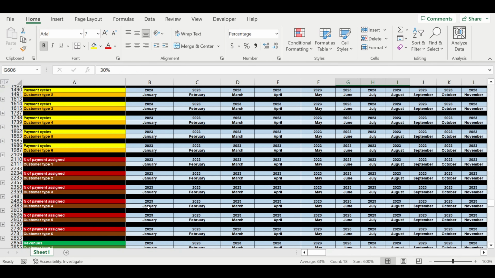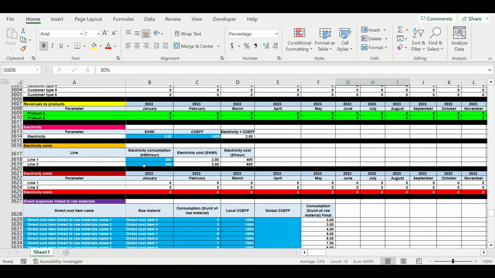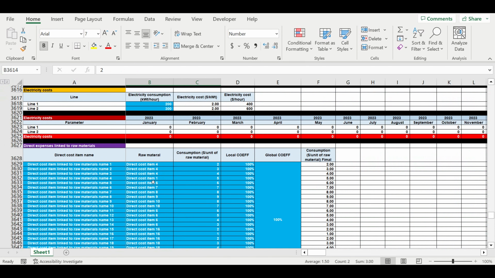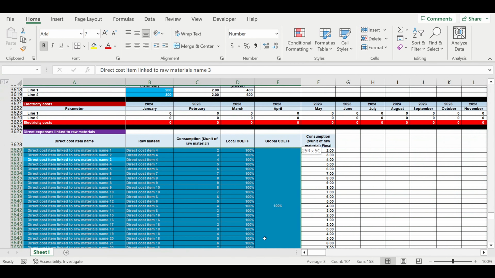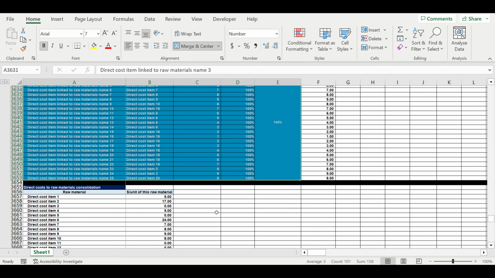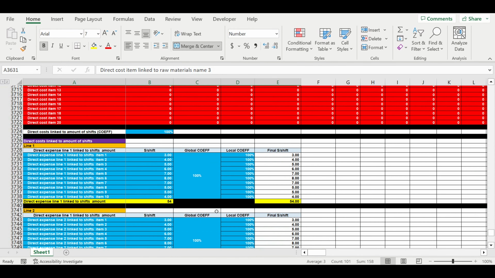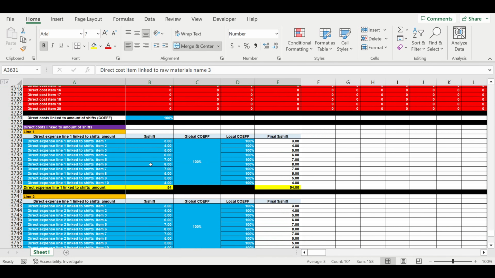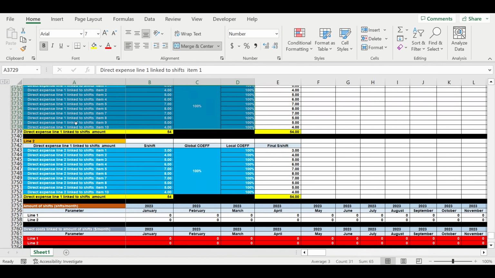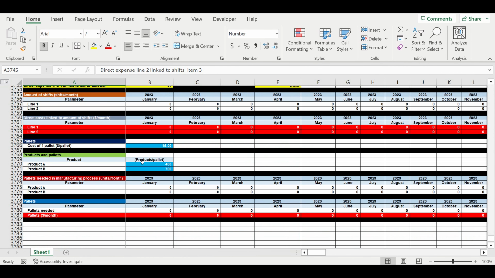Then we moved to electricity costs, then other types of direct expenses linked to the amount of raw materials needed in the manufacturing process. Then we talked about direct costs that are linked to the amount of shifts for line number 1 and line number 2. Then we described packaging costs, the costs for pallets.